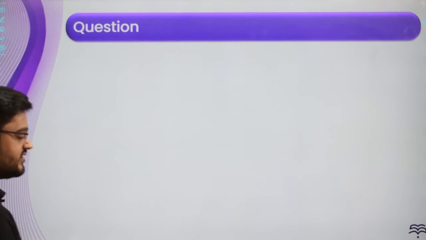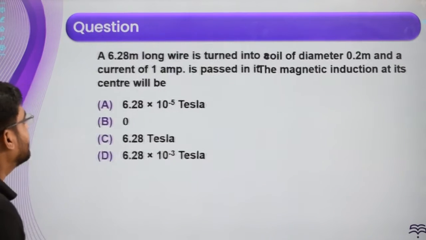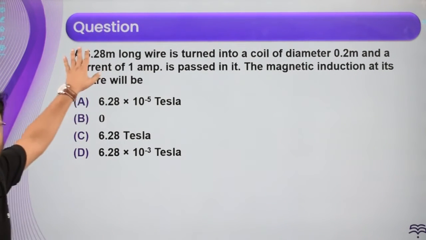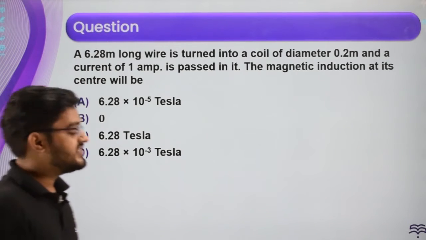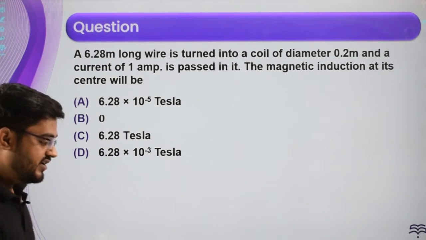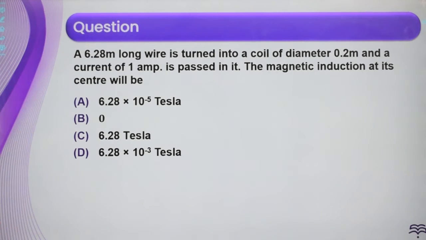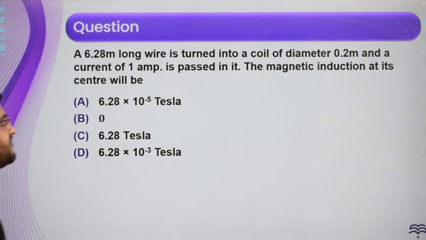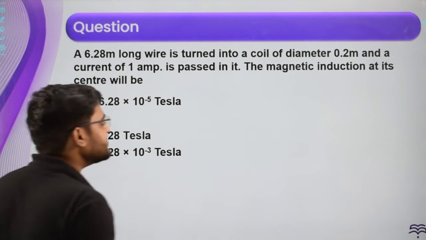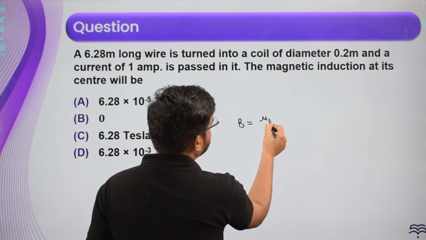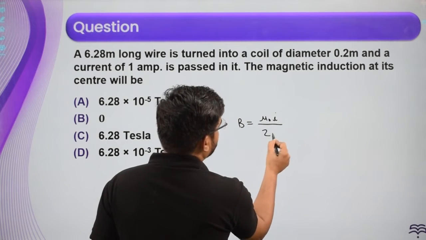Let's do a question. This question says that a 6.28 meter, that is 2 pi, long wire is turned into a coil of diameter 0.2 meter, and a current of 1 ampere is passing in it. Now the magnetic induction, or magnetic field, at its center will be, just write the formula for the magnetic field at the center. It is mu naught I by 2R.